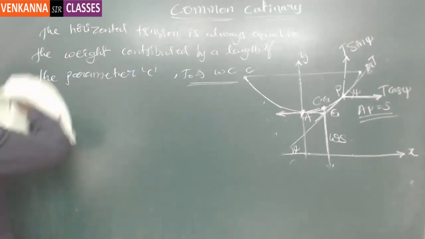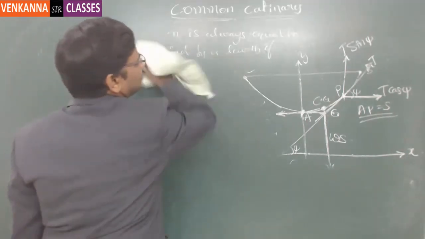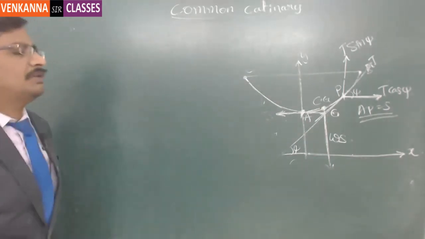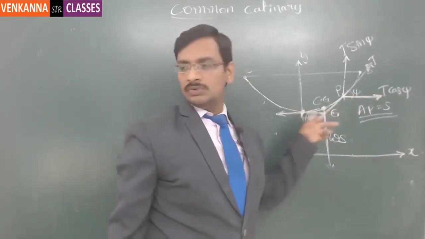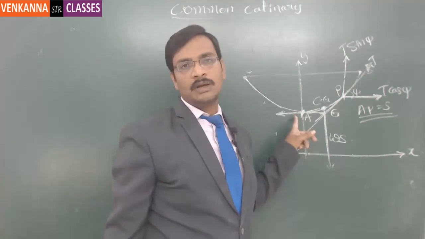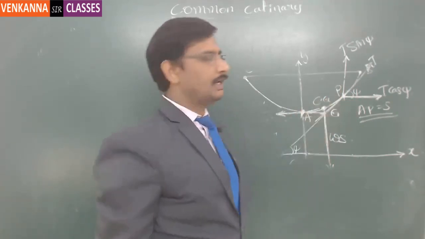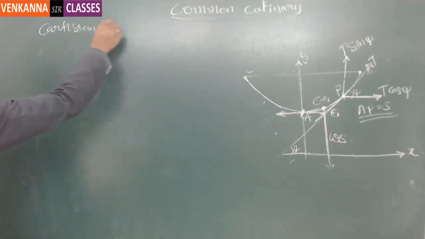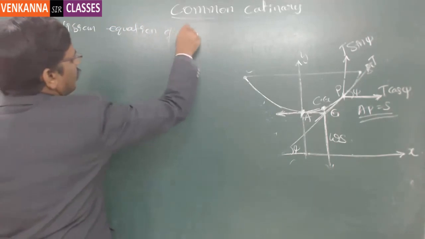Now the second important part is the Cartesian equation of the common catenary. So this is actually the intrinsic equation which will give the relation between the angle made by the tension and the S value. The S is nothing but the arc length from the bottommost point to the point of consideration, right? Now the Cartesian equation of the common catenary.